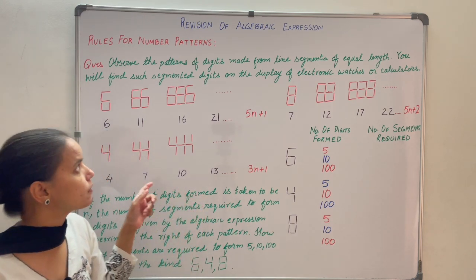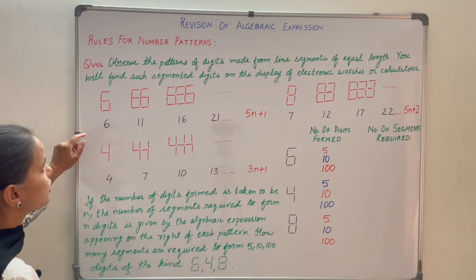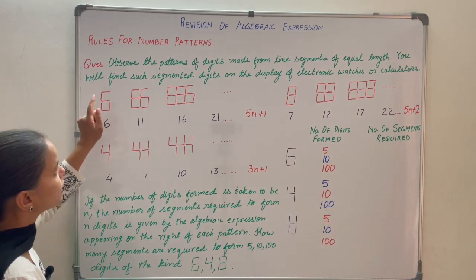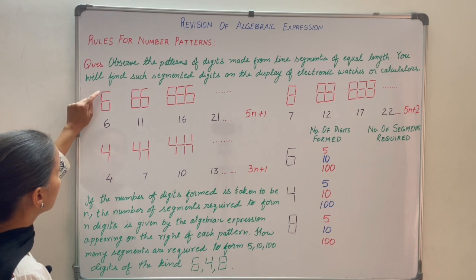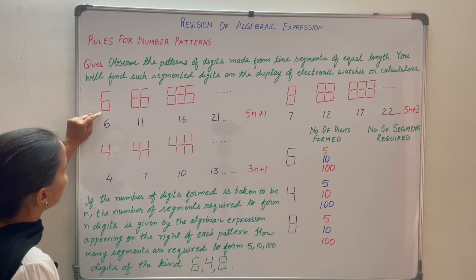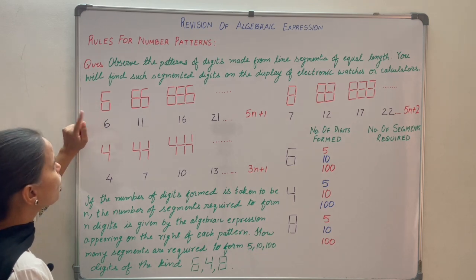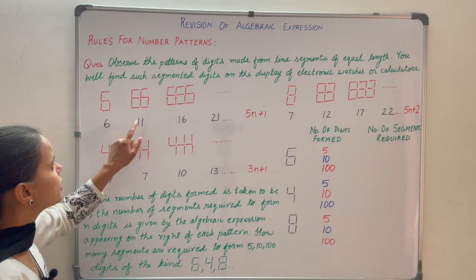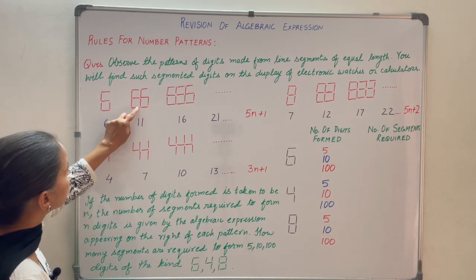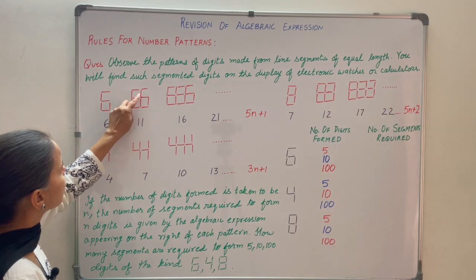So let us observe now the patterns of the digits for 6. So when there is 1, 6, how many line segments of equal length are needed? 1, 2, 3, 4, 5, 6. 6 line segments of equal length are needed to form 1, 6. How many line segments will be needed to form 2 sixes? So till here it is 6, 7, 8, 9, 10, 11.